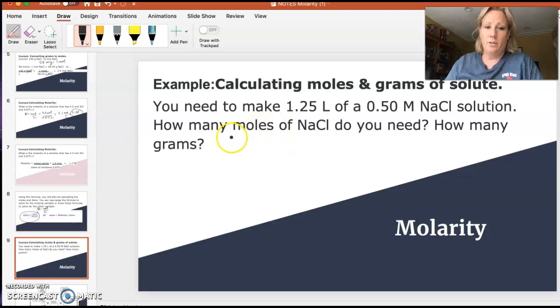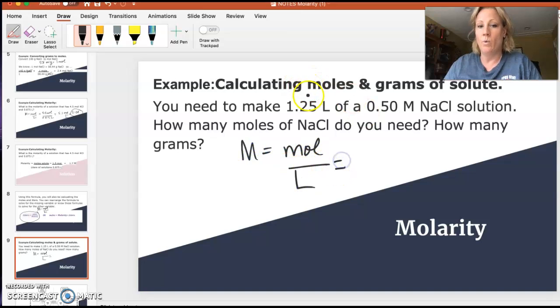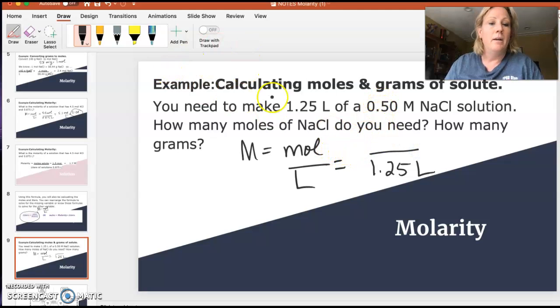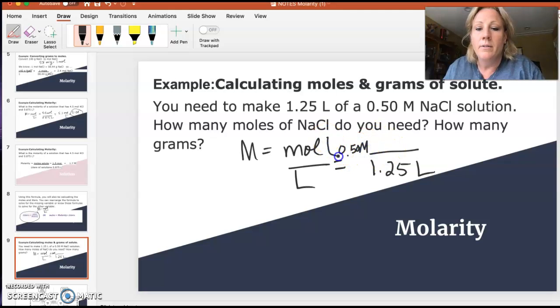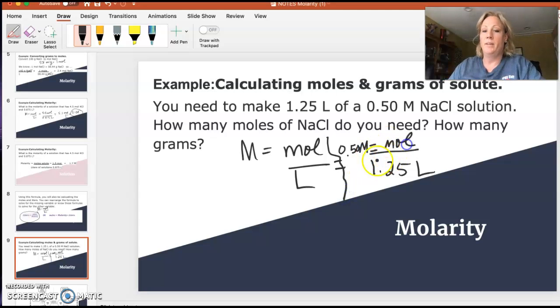So here's another question. You're wanting to make 1.25 liters. Sometimes I just start with the equation and I start subbing in. So I want 1.25 liters as my volume, and I know the molarity. So if I were to plug in my molarity, molarity equals my moles, which are missing, over my volume in liters. So let me rewrite that over here. So 0.5 molarity equals moles over 1.25 liters.